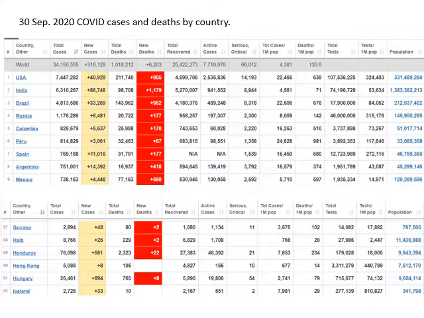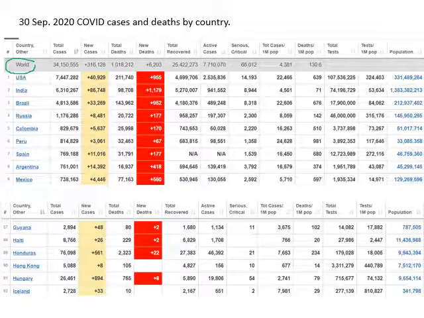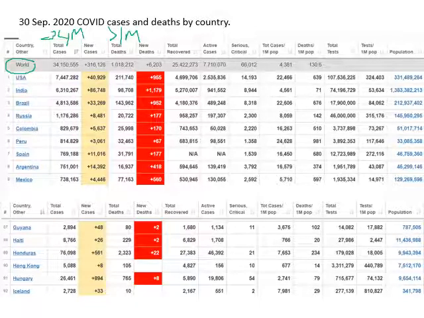And here are some numbers. You can pause and look at these more carefully if you'd like. In the entire world, there are 34 million cases. There have been over 1 million deaths. And on September 30th, there were 6,000 deaths. And we can break it down by country.